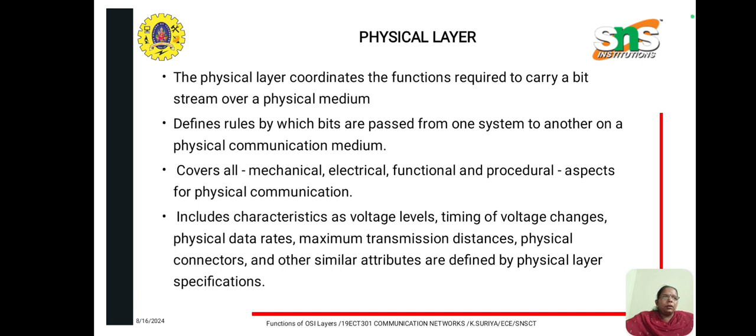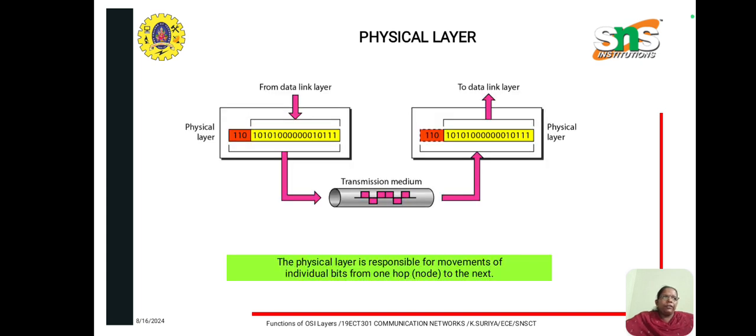The physical layer coordinates the functions required to carry a bit stream over a physical medium. It deals with the mechanical and electrical specifications of the interface and transmission medium. It also defines the procedures and functions that physical devices and interfaces have to perform for transmission to occur. The figure shows the position of the physical layer with respect to the transmission medium and the data link layer. The physical layer is responsible for the movements of individual bit streams from one hop to the next.